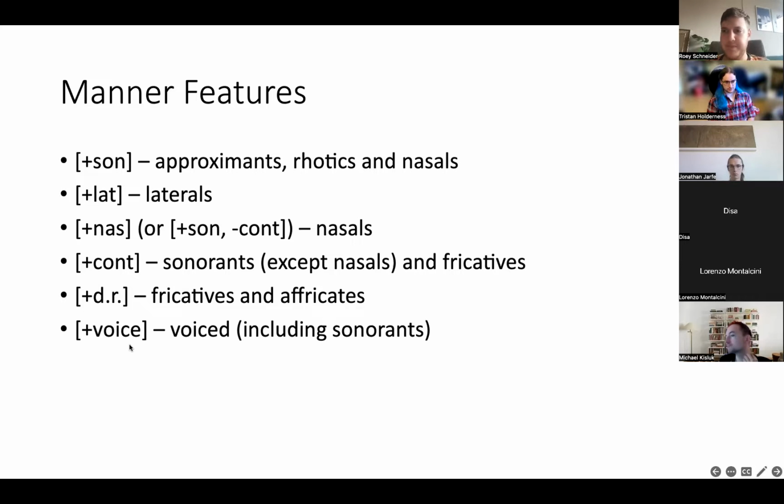And voicing is, of course, the use or non-use of the vocal cords. I don't know.